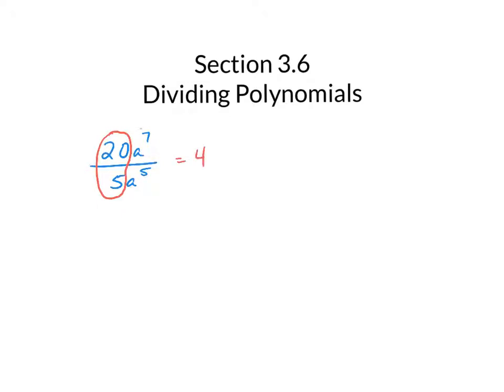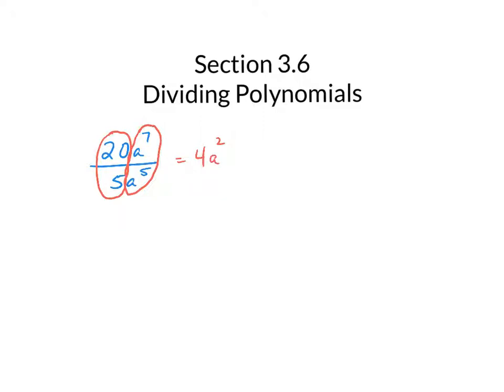And then I'm going to divide my variables with the exponents. a to the 7th divided by a to the 5th. Remember, you subtract the exponents. 7 minus 5 gives me 2. So the final answer to this is just 4a squared.